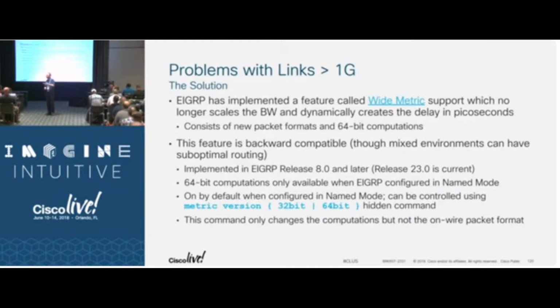If it is ever necessary to force the named mode to use the classic 32-bit computation, for whatever reason, you just suspect it's doing something wrong with your metrics, you can downscale it with this hidden command over there, metric version, either 32-bit or 64-bit. It's hidden, so you need to write it in its entirety. That will downscale the way it's going to do the computations. Not for use in stable production networks, obviously. This is a troubleshooting command to find out if the metrics may be at the core of your problems.